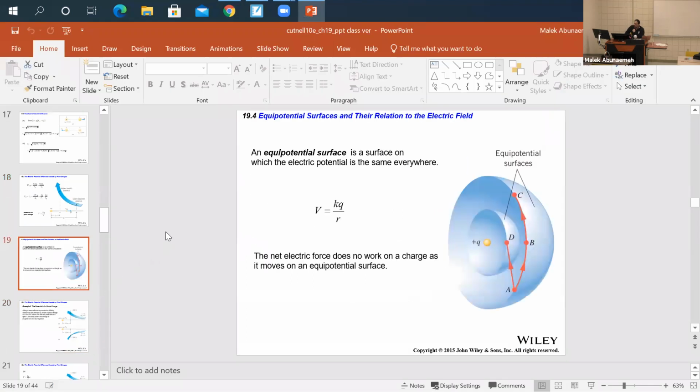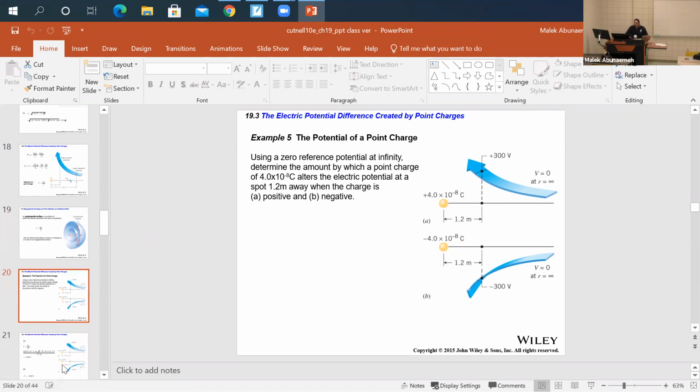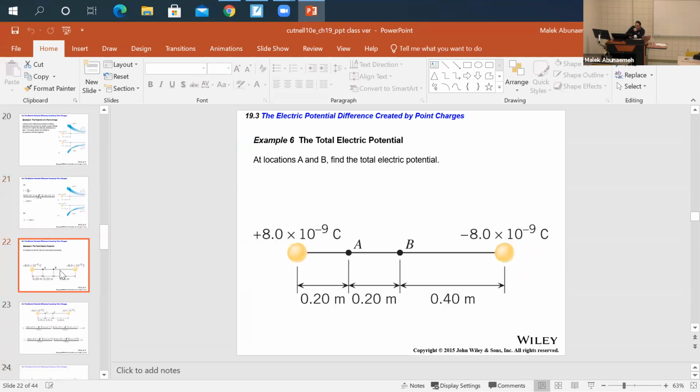And this is what we just did. We looked at the equipotential surface, the surface on which electric potential is the same everywhere, and we defined that the voltage equals KQ over R. And again, K is your electric constant. So there's a question over here. Go ahead and pause this video and work on this question, and you should get the answer as 300 and minus 300 volts.